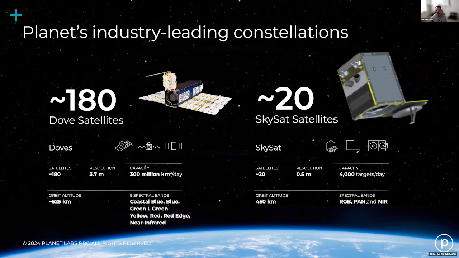But to break it back down, the satellites that are capturing these images are the Dove satellites. Again, these are the small satellites about the size of a loaf of bread. They're capturing imagery at about a 3-meter spatial resolution. We have about 200 of those in orbit, and they're equipped with 8 spectral bands. You have coastal blue, blue, green 1, green, yellow, red, red edge, and near infrared. So we're capturing quite a bit of information across the electromagnetic spectrum. And then, of course, we have the SkySat imagery that is capturing the highest spatial resolution imagery.